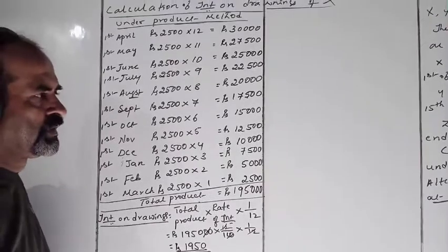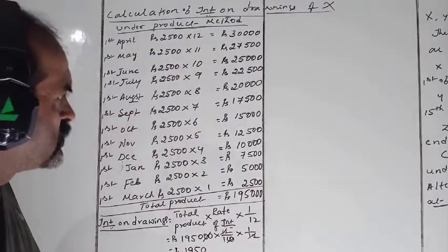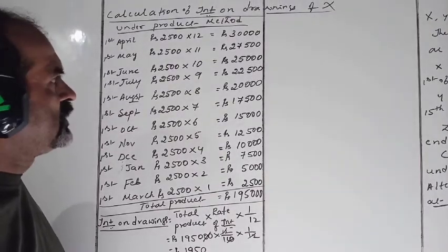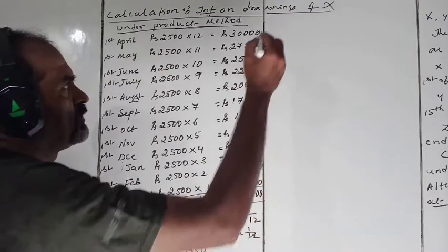Right? Then come to the calculation of interest on drawing under the alternative method.